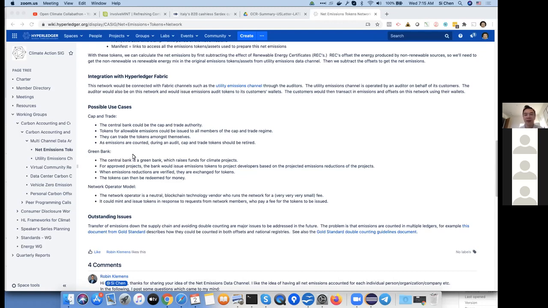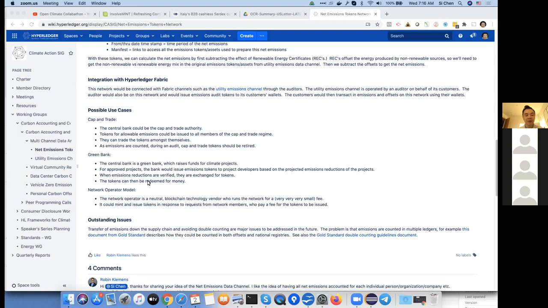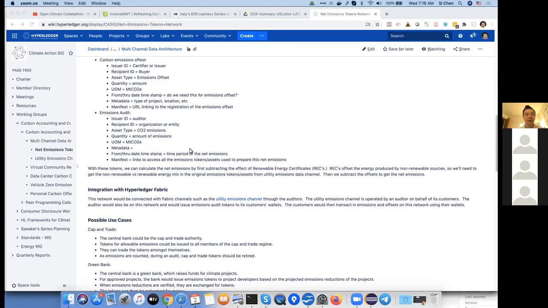That's one possibility. Another is these green banks, which finance climate projects, energy efficiency, and renewable energy projects. They could use these kinds of tokens to account for the actual effect of what they do. So those are just a couple of interesting examples here.